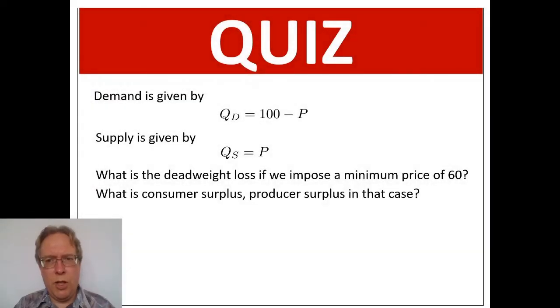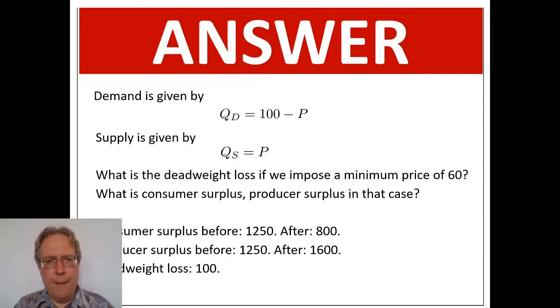So here was my question. If you have done everything correctly, and again, if you didn't manage to find that, go back to the video, or if you really cannot find the answer, just ask the people in your tutorial or your practical, but this is the correct answer. Consumer surplus before is 1250, after it's 800. Producer surplus 1250 and 1600, which gives you a deadweight loss of 100.